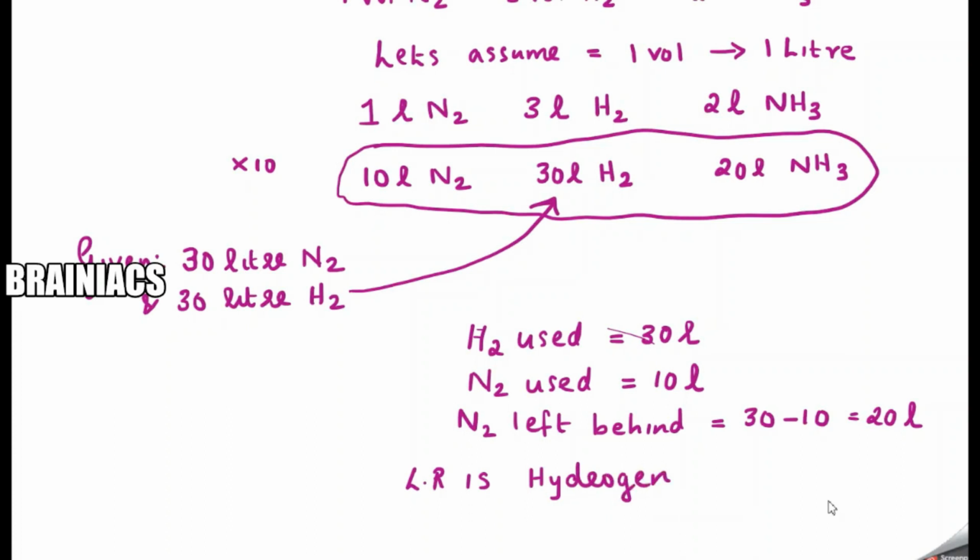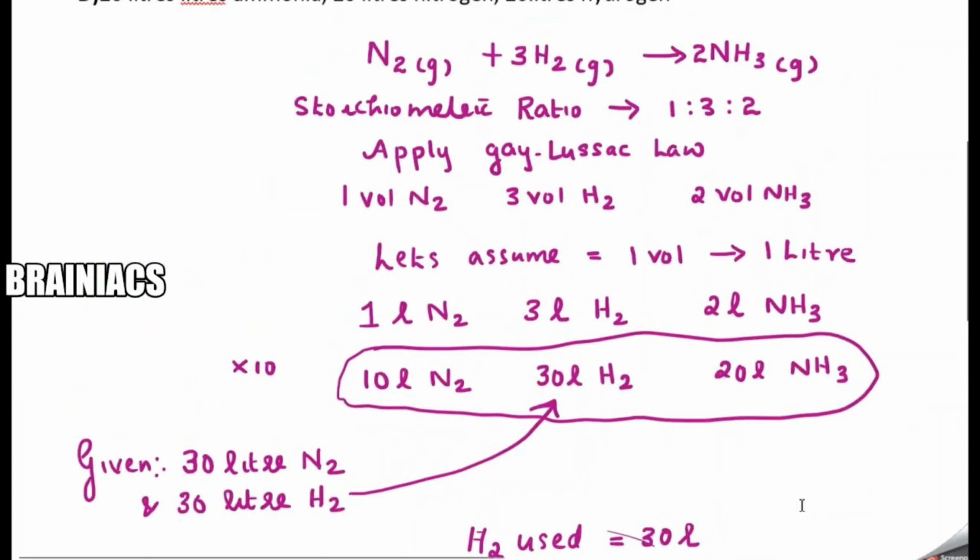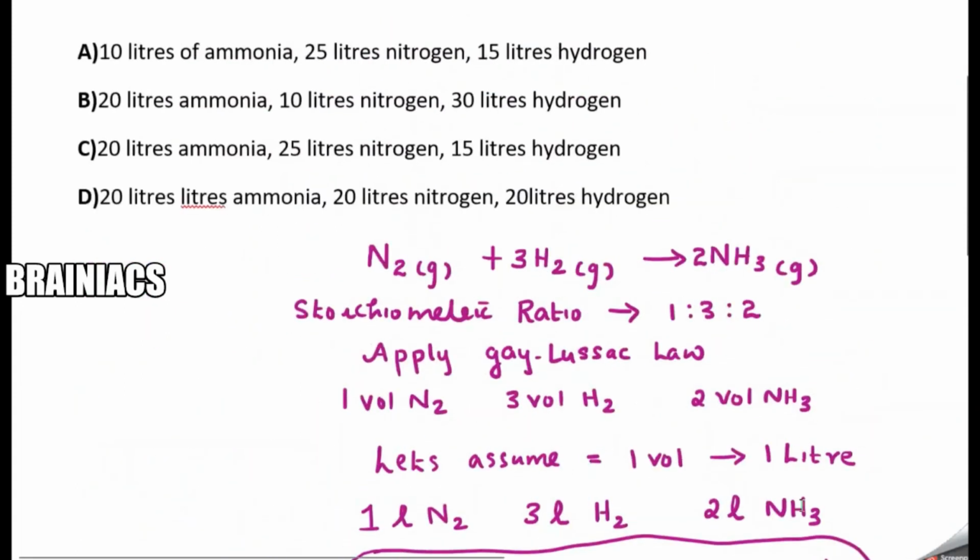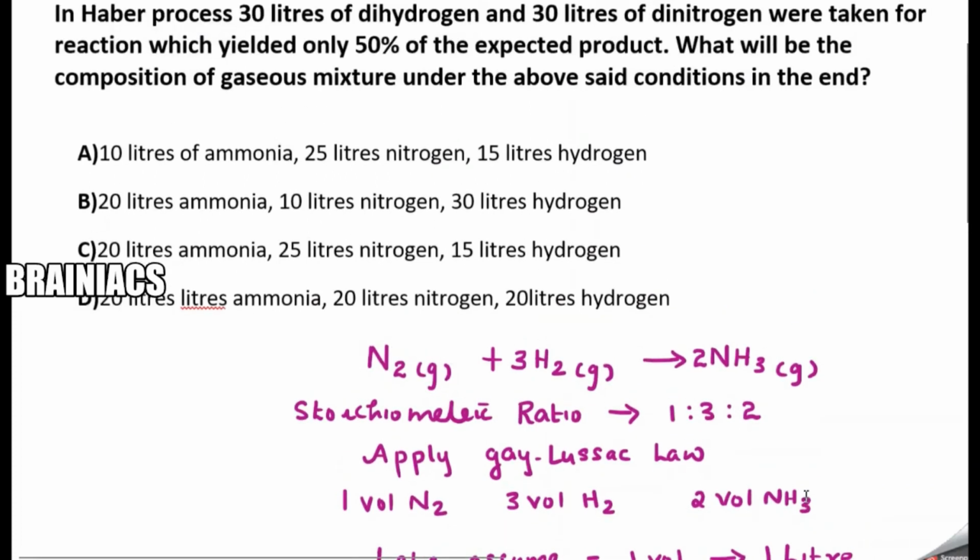Now I have told 20 liter. Now what about ammonia's case? Ammonia formed under this condition, what will be the ammonia formed here? NH3 formed here is equal to 20 liters. Correct. Now if you see here, in the options they are talking only with respect to what? With respect to ammonia, nitrogen and hydrogen. Correct.